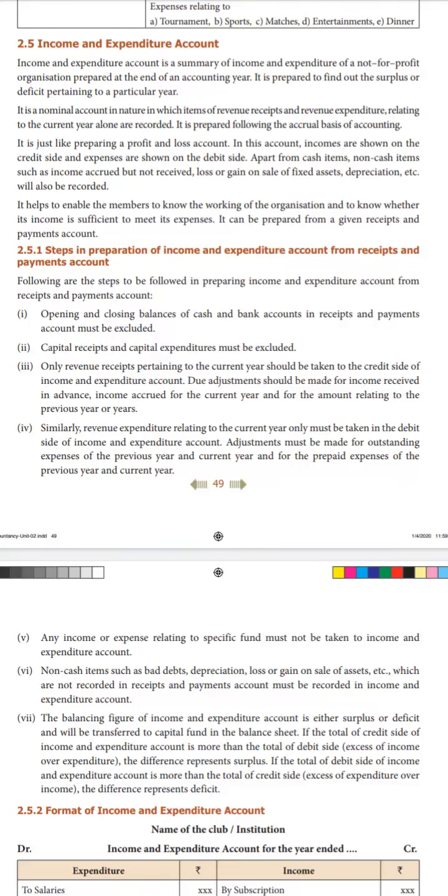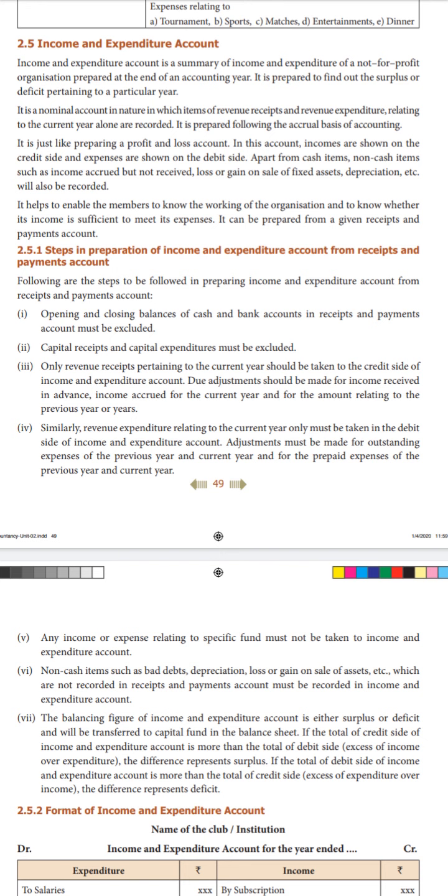Income and expenditure account. Okay, so here income and expenditure account is basically a summary of all the incomes and also the expenses for the not for profit organization. This is prepared at the end of the accounting year to find out whether there is any surplus or deficit. That is, profit is called surplus here, and deficit means it is the loss related to that particular year.